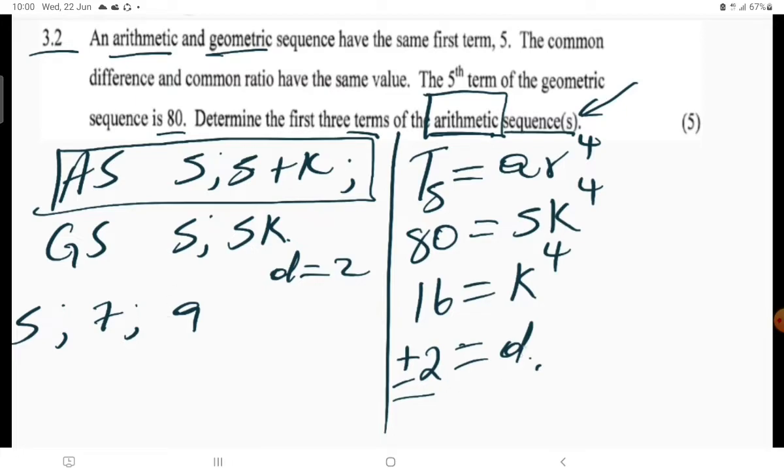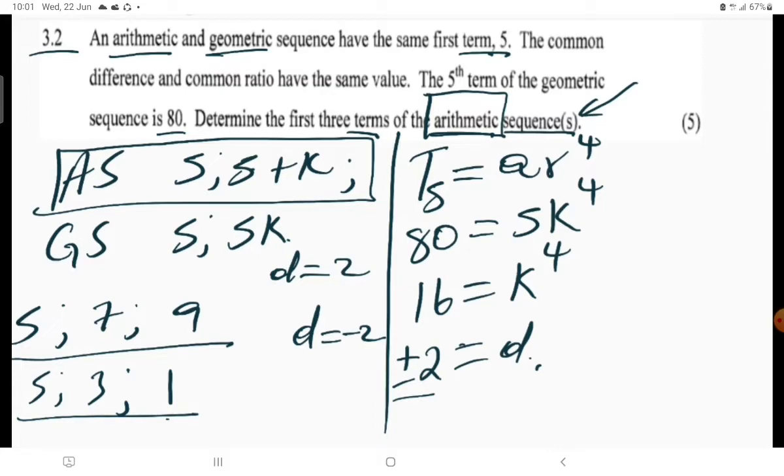And you can see that our d is plus or minus 2, so we can have d equal to -2 to get another arithmetic sequence. The first one is always 5, because this is what was given, that the first term is equal to 5. Then for the second term, we add -2 to this 5 to find 3. Then when you add -2 to 3, you will get 1. So these are the other first three terms of the arithmetic sequence that we were asked about.